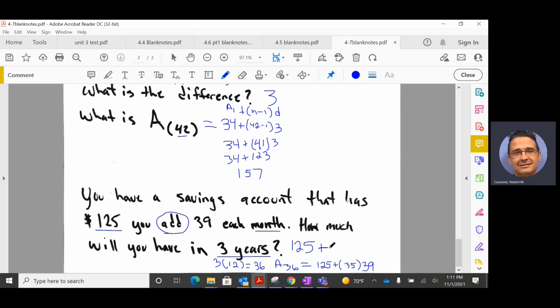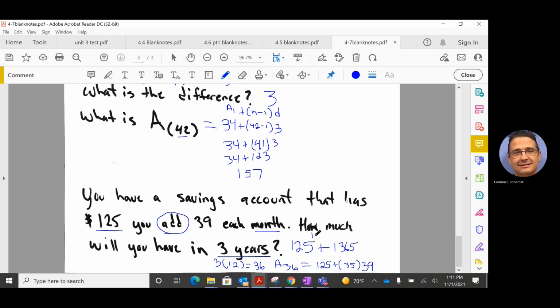So here we go. Let's start evaluating this. We need to do what? 39 times 35 first gives you 1365. And then you add to that the initial amount of money you started with. And after 3 years of doing this, you'll have $1,490 in that bank account. I notice we kind of solved it in reverse because of the room that we had here.